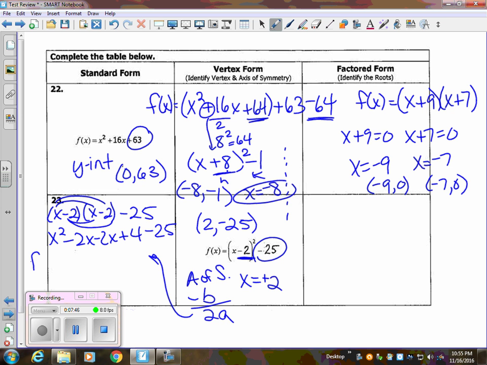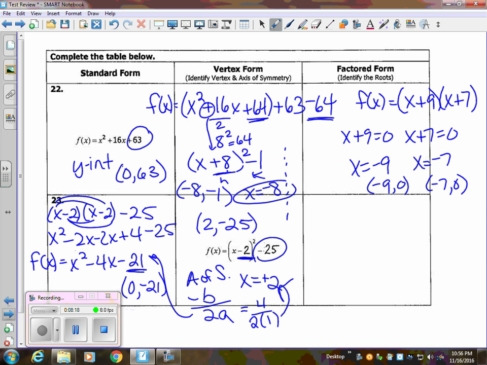Combine like terms. And you got x squared minus 4x minus 21. Again, this would be your y-intercept, so that would be at (0, -21). If you take the opposite of b, so that would be 4 over 2 times your a, which is 1. 4 divided by 2 is 2. So that would also give you your axis of symmetry.